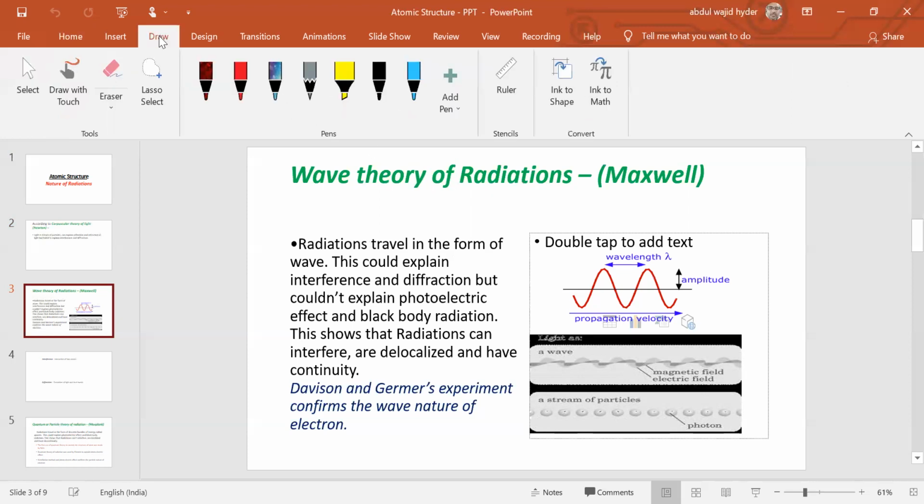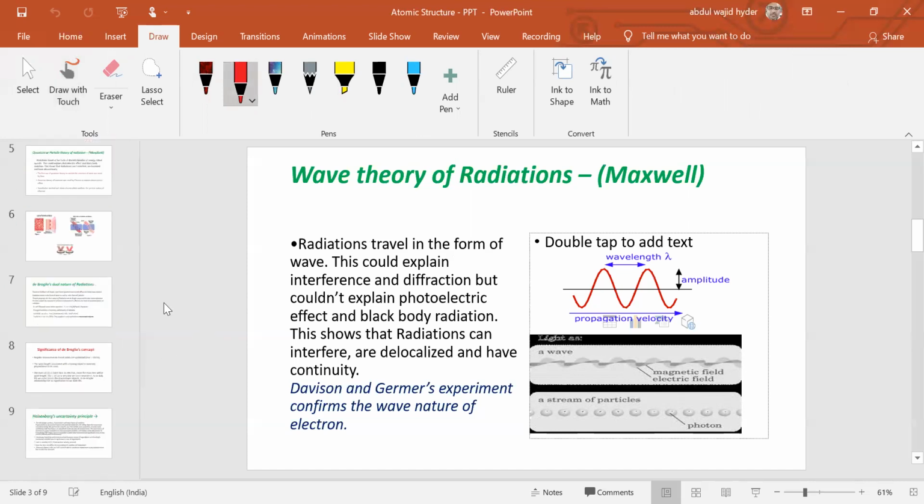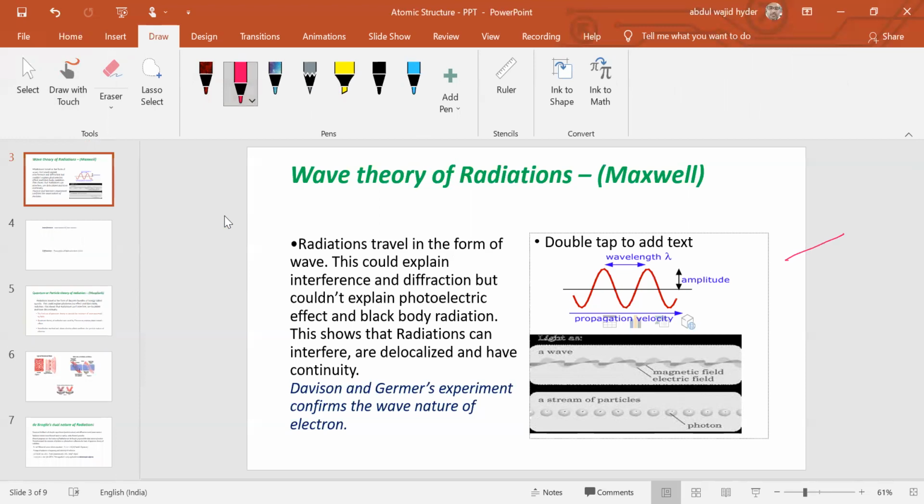According to this wave theory of radiation, radiation travels in the form of wave. Crest and trough. This is crest and this is trough. Fine. So radiation travels in the form of wave. That is wave theory of radiation. This distance from here to here, that is wavelength, and this height is called amplitude, and this is propagation velocity. So light travels in the form of wave.